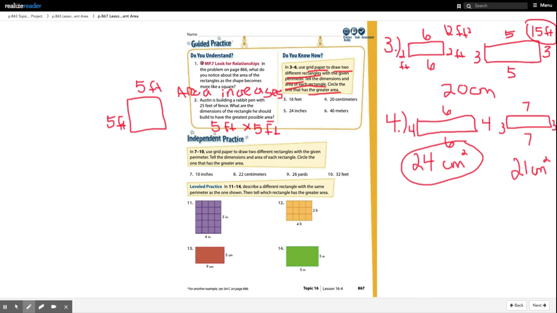Let's take a look at our independent practice now. Use grid paper to draw two different rectangles with the given perimeter. Let's annotate. As I said, it's okay if you don't have grid paper, but grid paper will definitely break it down. It'll be more precise. Two different rectangles. Tell the dimensions and area of each rectangle. Circle the one that's the greater area. You might say, we did this already. You're right, we did. Now we're going to do it again with different dimensions. If it's all right with you, I'm going to erase this side just so we have space.